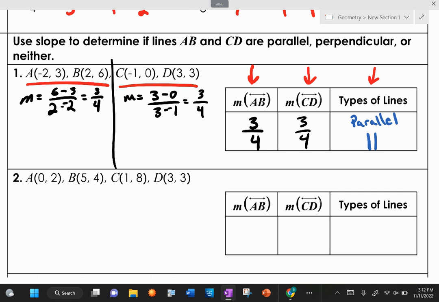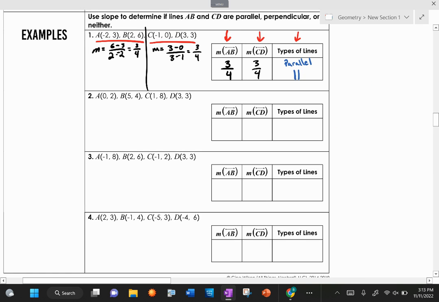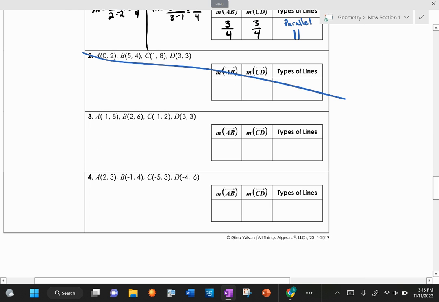Can we do 5, 7, and 9? Actually, no. Right now it's just 1. Okay, let's do 3, 5, 7, 9. Number 3 and 4. No, number 2, I can cross that out. Can we put 7? Yes. 3, 4, 7, and 9. So don't do number 2.